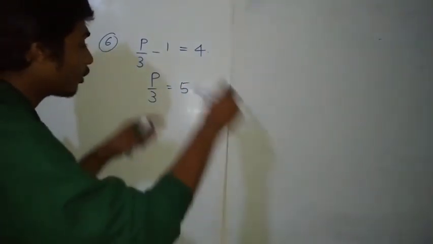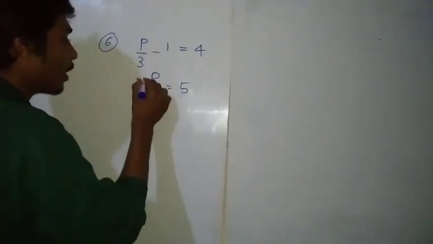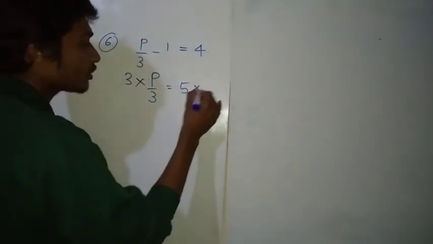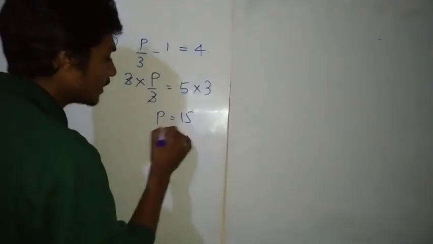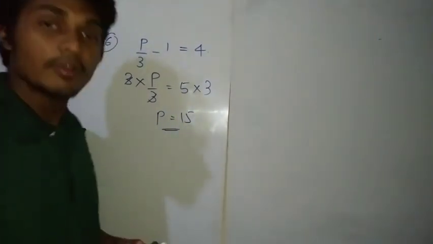Now what you have to do is, in order to find P, you have to make P the subject, so you have to multiply this by 3 and this also by 3. So 3 and 3 are gone, P is equal to 15. So this is how you find the value of P.